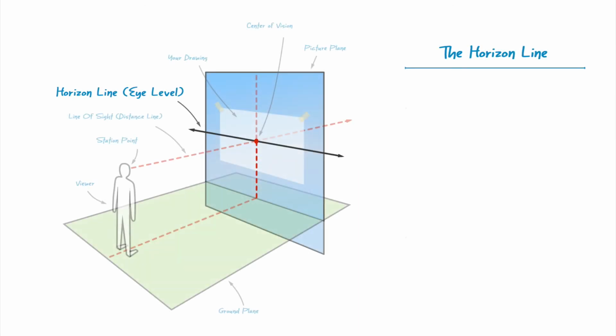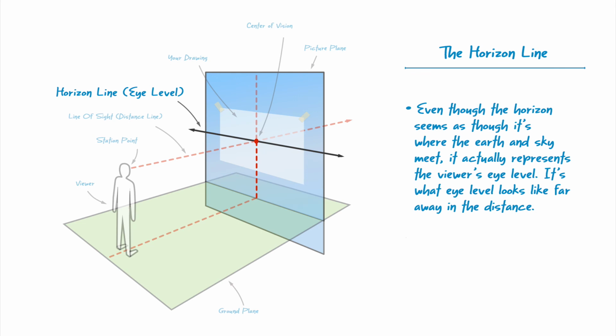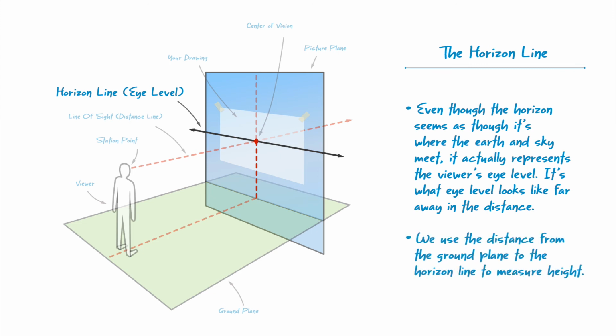Horizon line. We all know the horizon line as the place where the Earth meets the sky, but in perspective, it represents our viewer's eye level. It doesn't look like it does, but it does. The horizon line is just what eye level looks like in the distance. Because it represents our viewer's eye level, we use it to describe height.